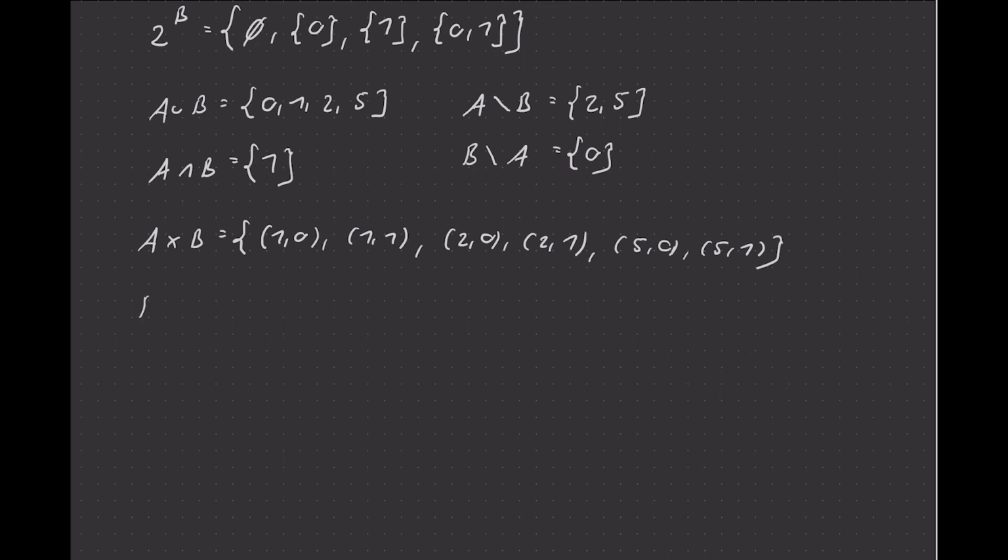And of course, we could also do the Cartesian product of B and A. It is different. So B has the elements 0 and 1. So this first coordinate can now be 0 or 1 only, and the second can be 1, 2, or 5. 1, then 2, 5. And then we can do the same thing with 1 as first coordinate. Okay, so you can see that is definitely different.